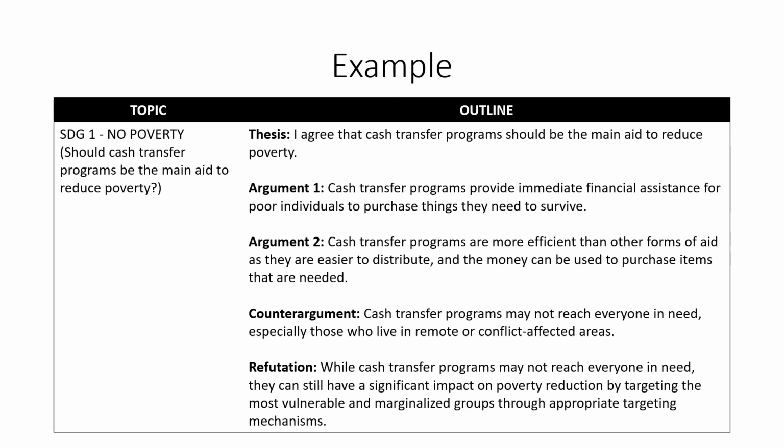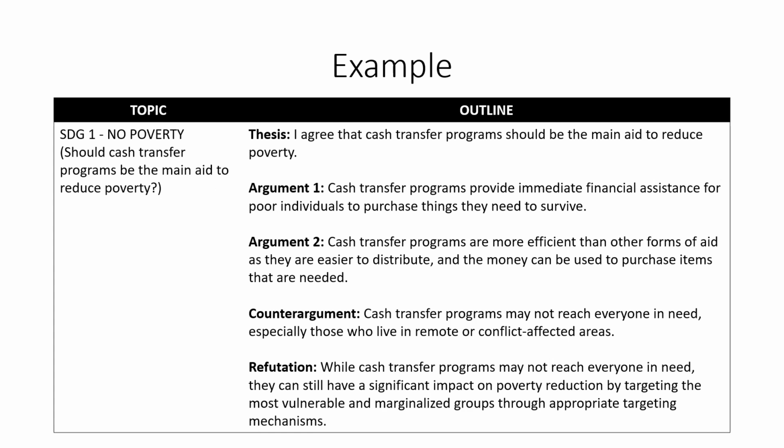The counter argument, this is where other people do not agree about cash transfer programs. So for the counter argument here, you just choose one. Okay, cash transfer programs may not reach everyone in need, especially those who live in remote areas. So this is what other people think about cash transfer programs, which is they may not reach everyone in need. But you're going to refute that.